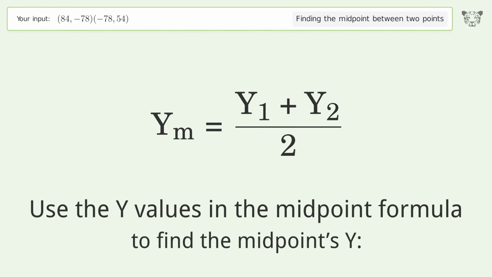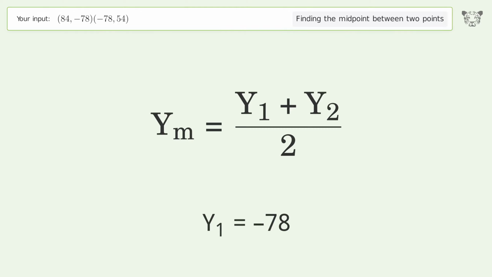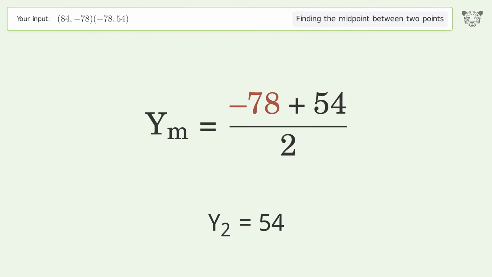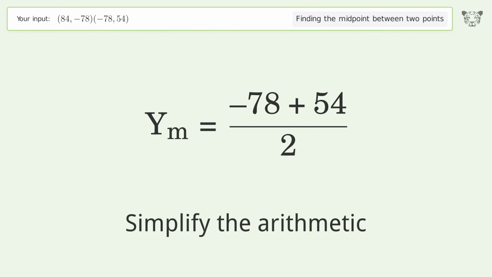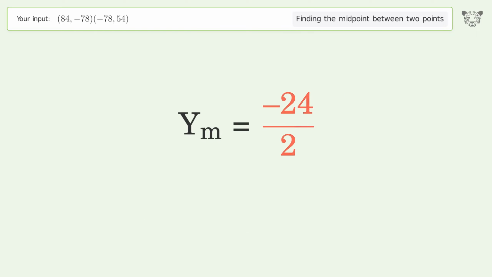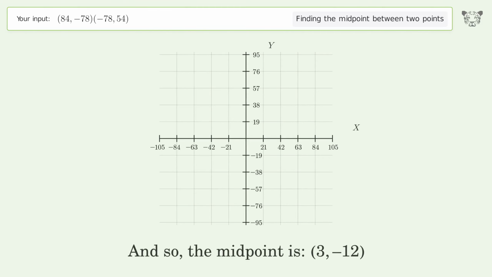Use the y values in the midpoint formula to find the midpoints y. y1 equals -78. y2 equals 54. Simplify the arithmetic. And so, the midpoint is 3, -12.